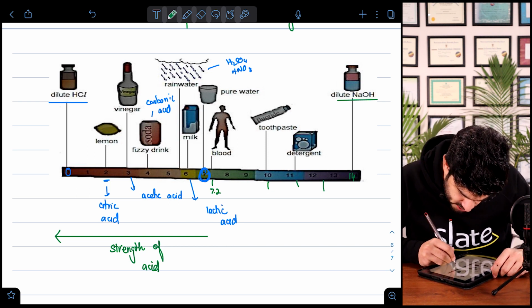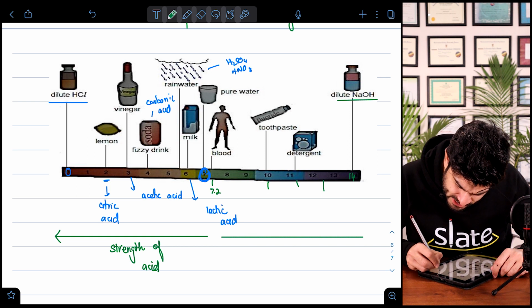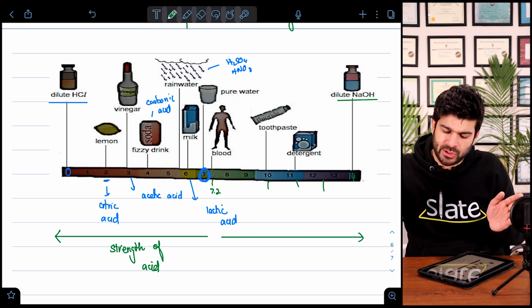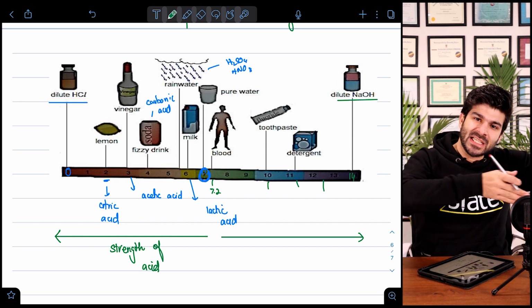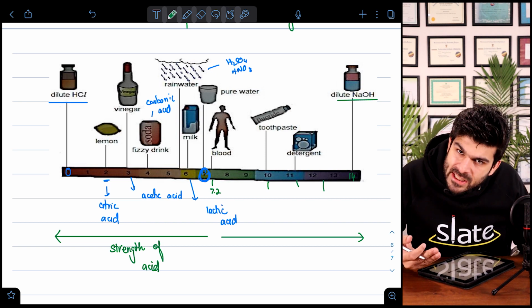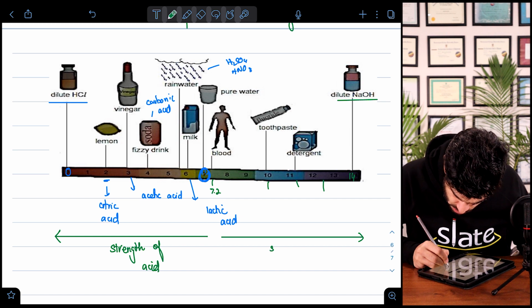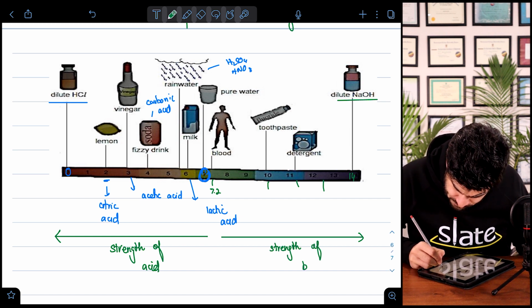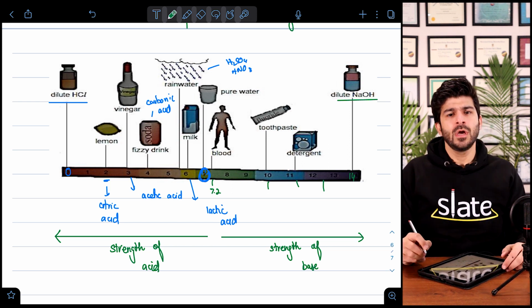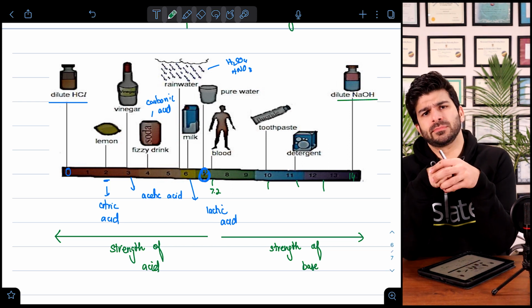So even the strength of alkali also increases, but in the other direction. More the value, more basic it is. Lesser the value, more acidic it is. So strength of base. Now, how do we calculate pH?